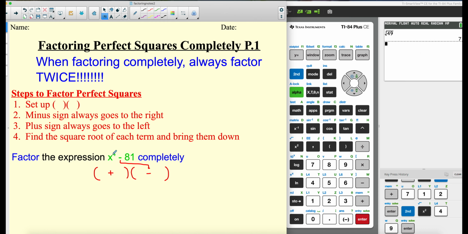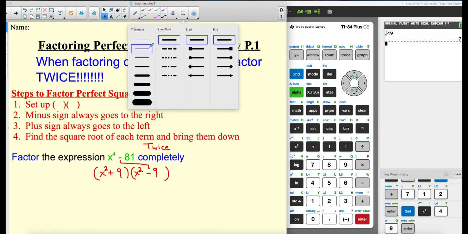Now, what's the square root of x to the 4th? Everyone last week told me x squared and you were correct. So I expect no difference from you here. Square root of 81 is 9. Now, last week we were done. But guys, I didn't factor twice, right? Factor completely means factor twice, always. So that means I have to factor one more time.